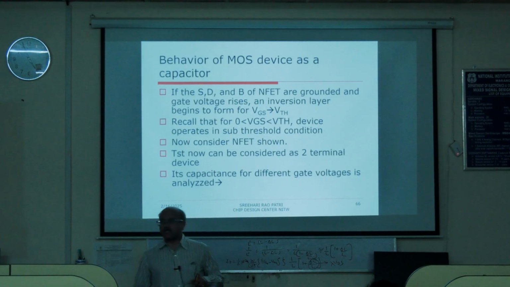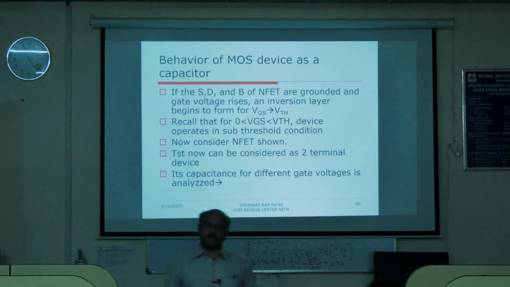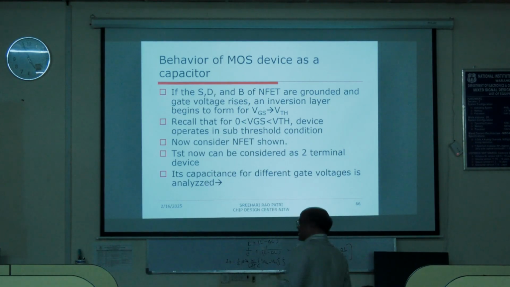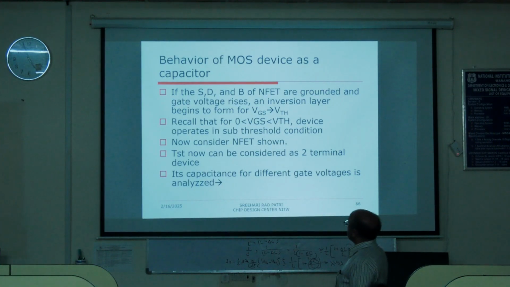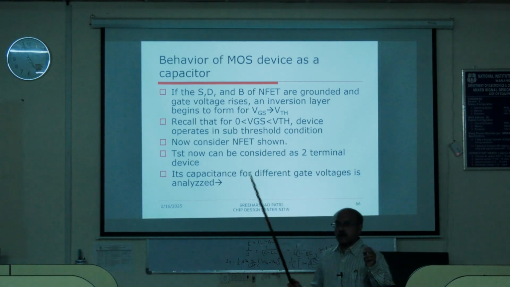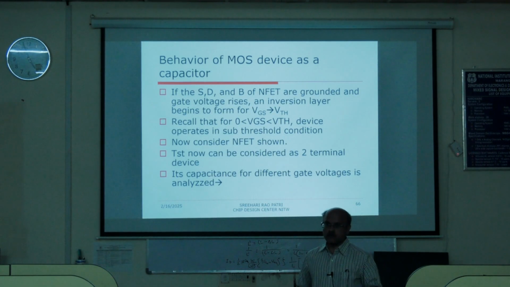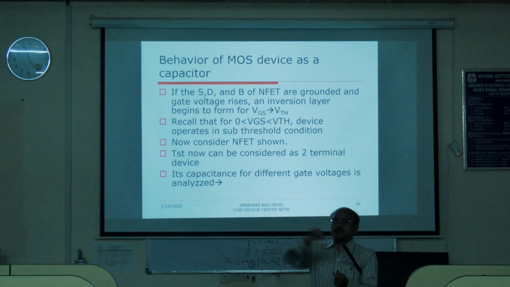Okay, so how do we see a MOSFET as a capacitor? Very quickly, let's look at how to view the MOSFET as a capacitor. A capacitor is a two-terminal device, right? The MOSFET has three terminals. What we'll do is ground the source, drain, and bulk of the MOSFET. What is left over is now between the gate and ground. So gate is one terminal, and the other three terminals put together are the other terminal. Now it is a two-terminal device.